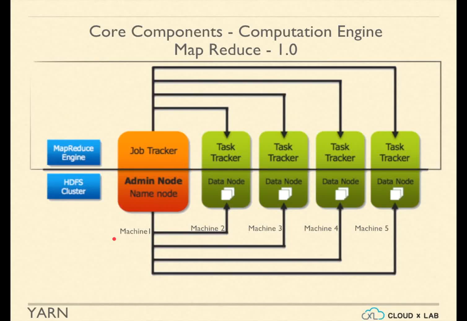Before Yarn, it was MapReduce 1.0 that was responsible for distributing the work. This diagram shows how MapReduce 1.0 works. It is made up of a job tracker and many task trackers. Job tracker is like a manager of a shop floor who is responsible to interact with customers and get the work done via task trackers.